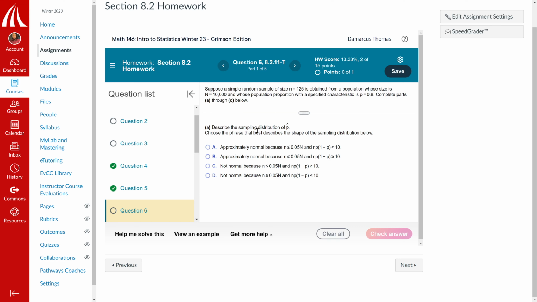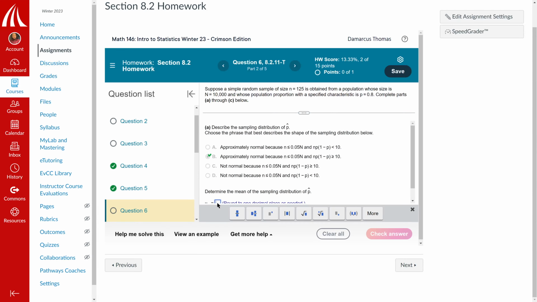So here, describe the sampling distribution of p hat. Well, it needs to be approximately normal. The sample size must be less than 5% of the entire population. Also, the sample size times the proportion times 1 minus the proportion must be greater than or equal to 10. So I'm going to go with B. Now, if that is true, then the mean of p hat will equal p, which is 0.8.